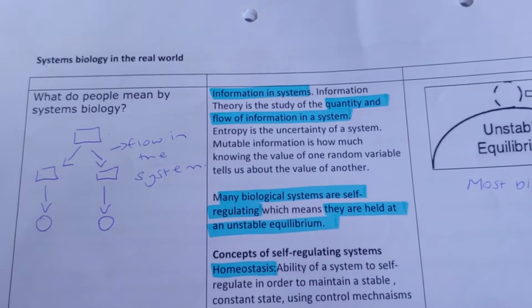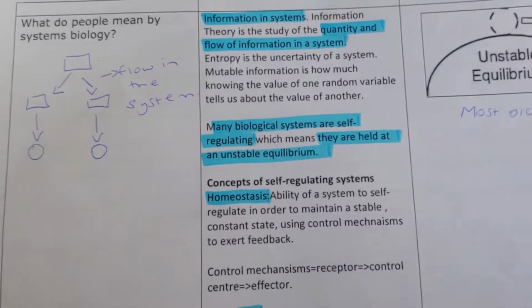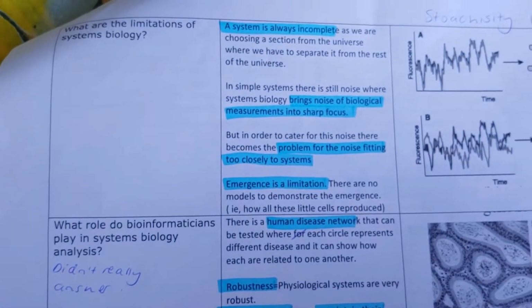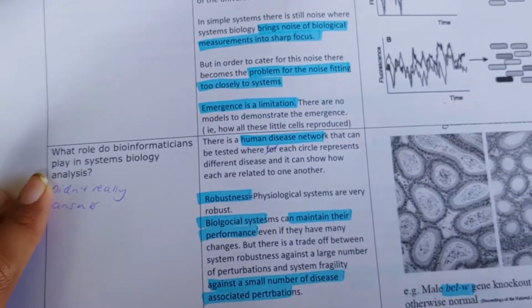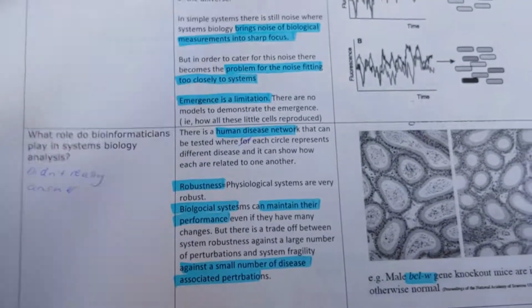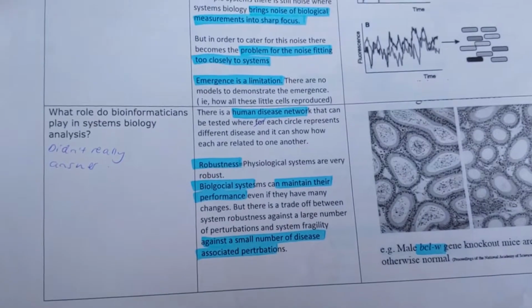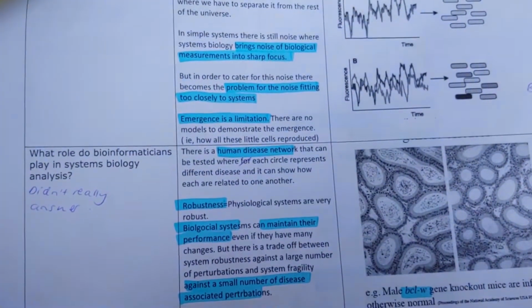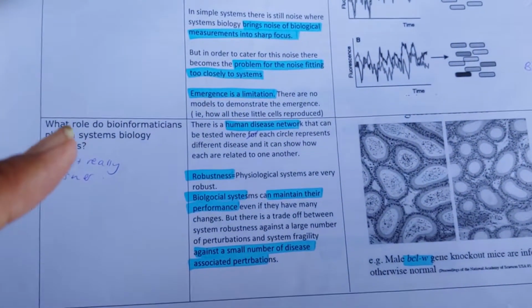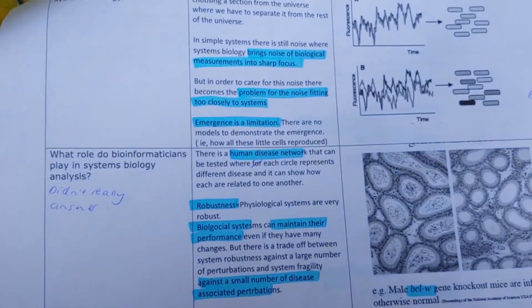So this is systems biology in the real world. My first question is, what do people mean by systems biology? So for me, I'm just trying to understand what the heck is going on. There's some more: what are the limitations of systems biology? What role does bioinformatics play in systems biology analysis? So you need to calm down. Don't be scared. These are just words, and I do not expect you to understand them. I just want you to listen to the layout and how to clearly break it down so that you can understand your notes.